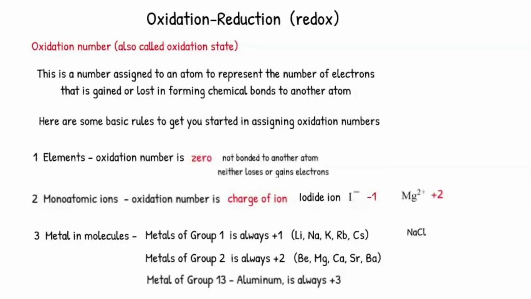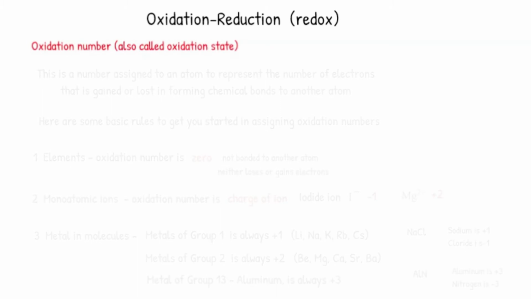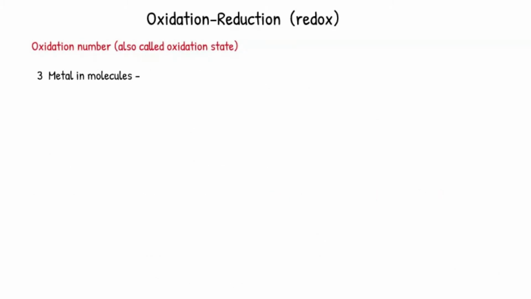So here are some examples. Sodium chloride, NaCl, sodium is +1, the chloride is -1. AlN is aluminum nitride, and aluminum is +3, the nitrogen is -3. The rules for assigning the oxidation number continues on this page. Number 3, metals in molecules. The rest of the metals in the periodic table will depend on the oxidation state of the nonmetals.